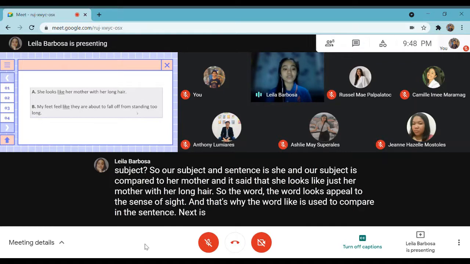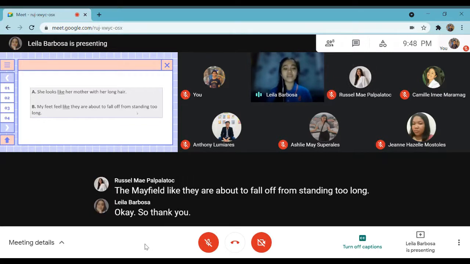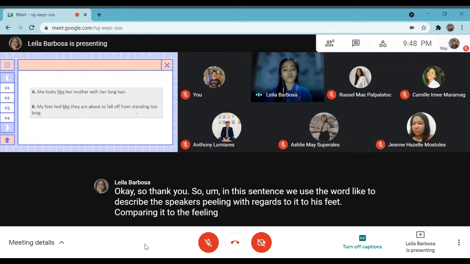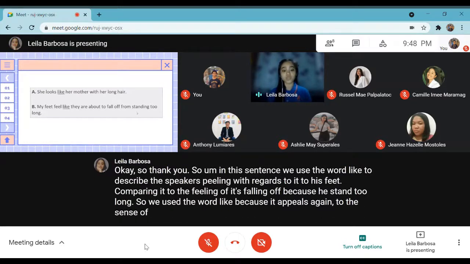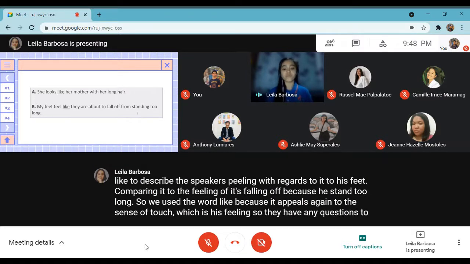Next is letter B. Can you please read, Russell? "My feet feel like they are about to fall off from standing too long." Okay, thank you. In this sentence, we use the word like to describe the speaker's feeling with regards to his feet, comparing it to the feeling of falling off because he stood too long. We use the word like because it appeals again to the sense of touch, which is his feeling. Do you have any questions about these five comparative forms?